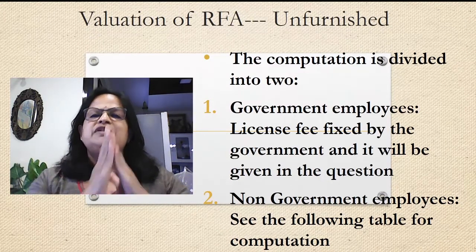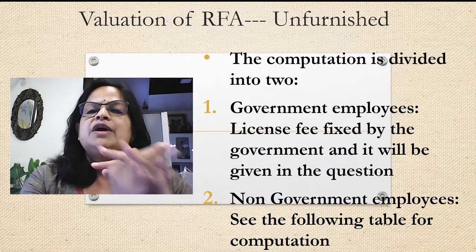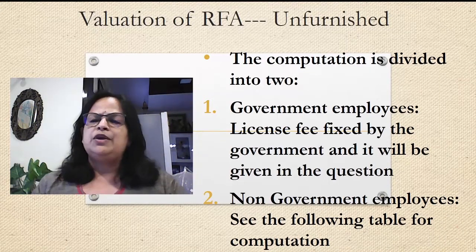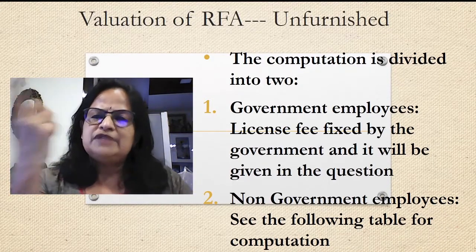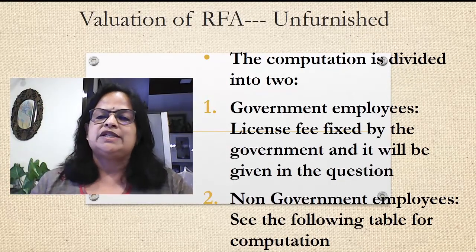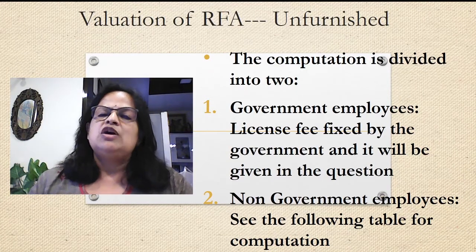Now, computation is divided into 2. If it's RFA, the first classification we are taking, RFA unfurnished, computation is divided into 2: government employees and non-government employees. You remember the first slide I told you? RFA classification is always into 2 categories. One is government employees and second one is non-government employees. Government employees including state government and central government.